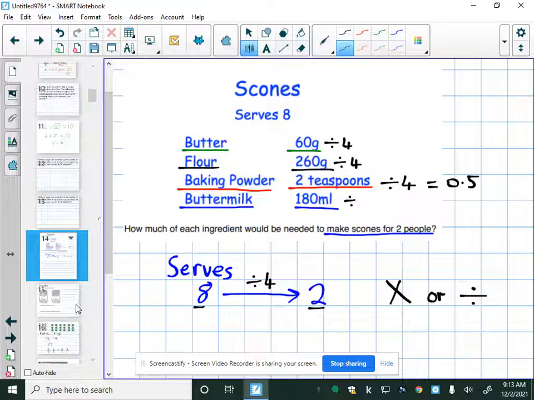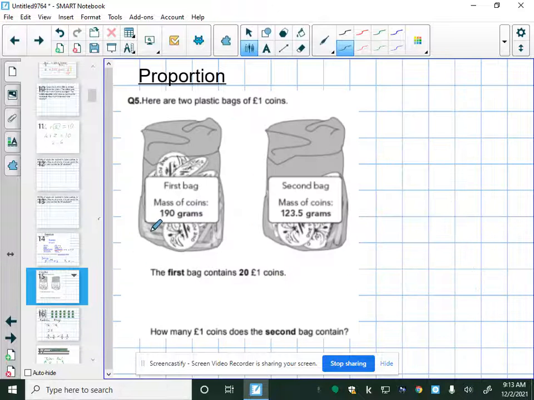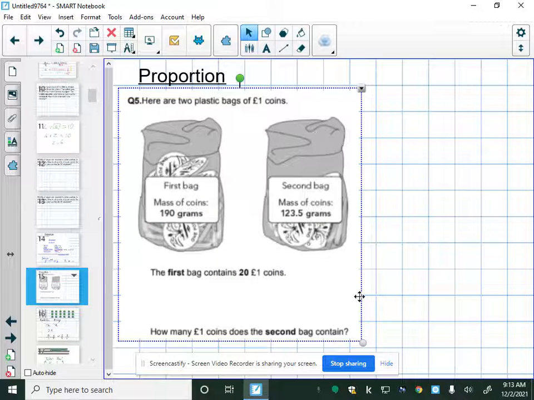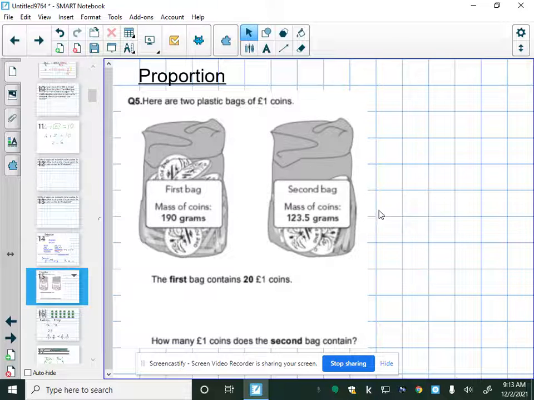Okay, let's look at a slightly more challenging proportion question. Here it is. In this question, hopefully you can see it okay. It says, here are 2 plastic bags of £1 coins. £1 is the currency used in the UK. So it says the first bag has a weight or a mass of 190 grams. Second bag has a mass of 123.5 grams. The first bag contains 20 £1 coins. How many £1 coins does the second bag contain?